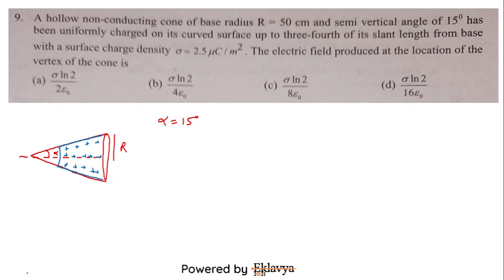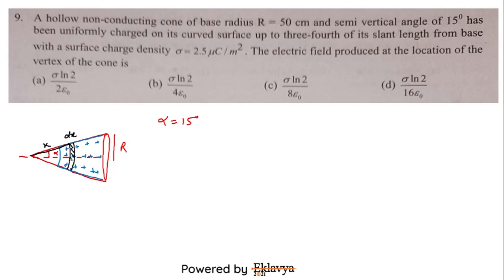ठीक है, तो इसके लिए हम क्या करेंगे, what we are going to do, we are going to consider an element along the slant length at a distance x from the vertex. Consider a ring shaped element of width dx.